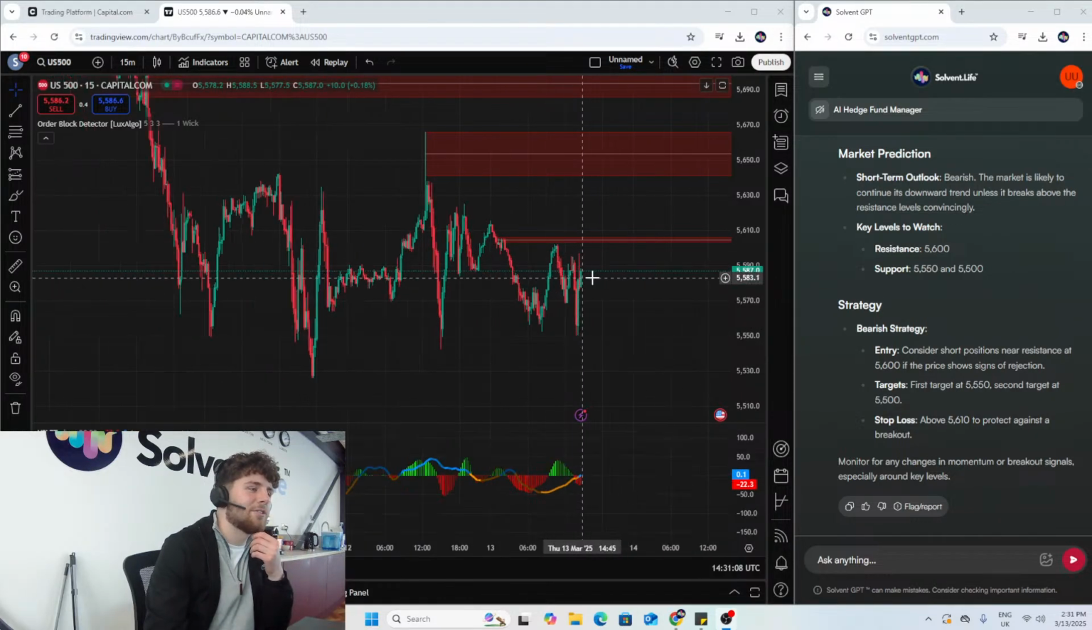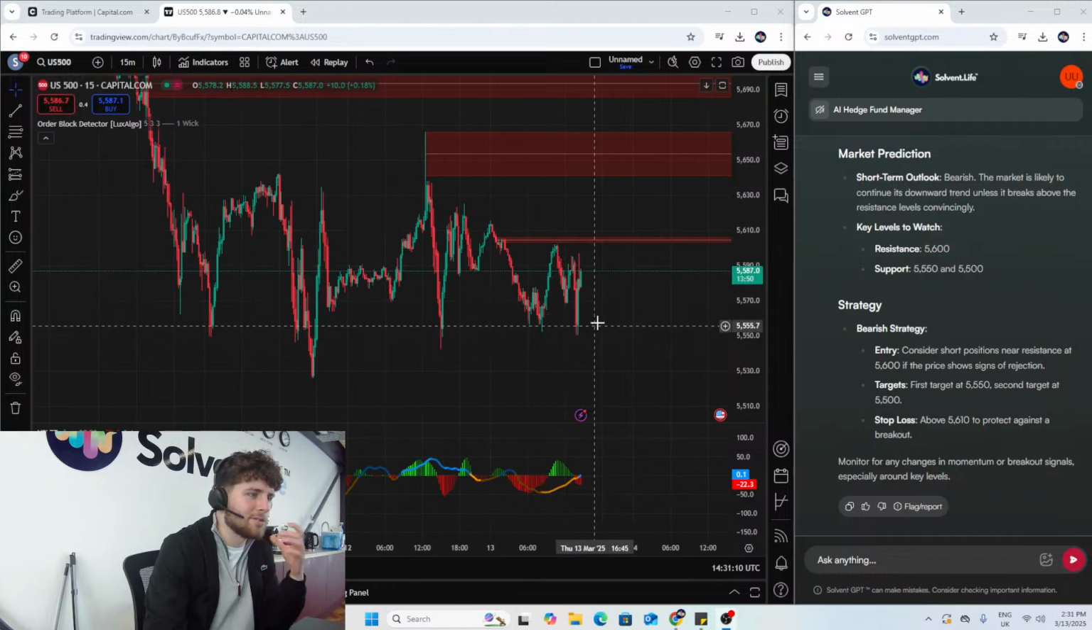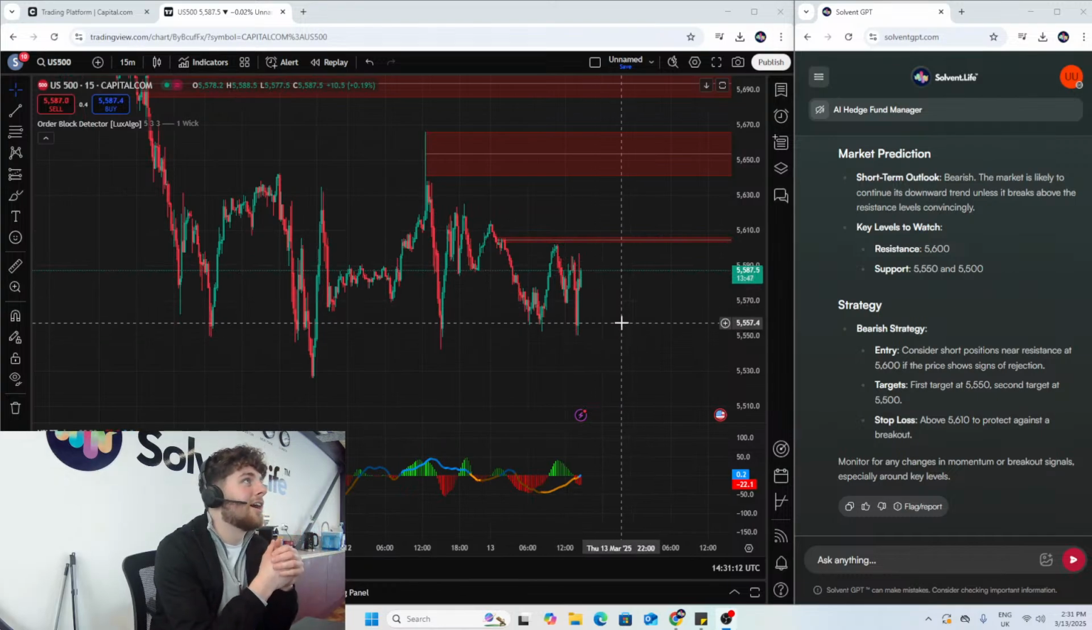Now we'll see how the market sort of reacts to these levels. This is typically how the GPT likes to move. Place a trade. We're waiting for some key levels to be hit.